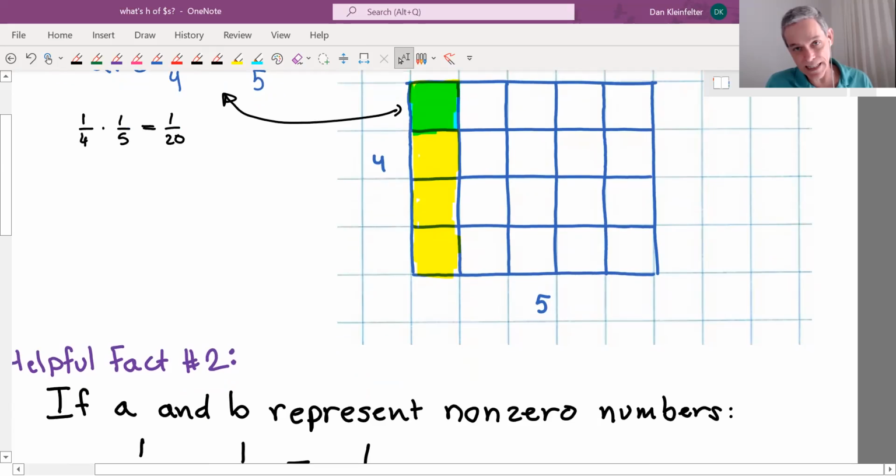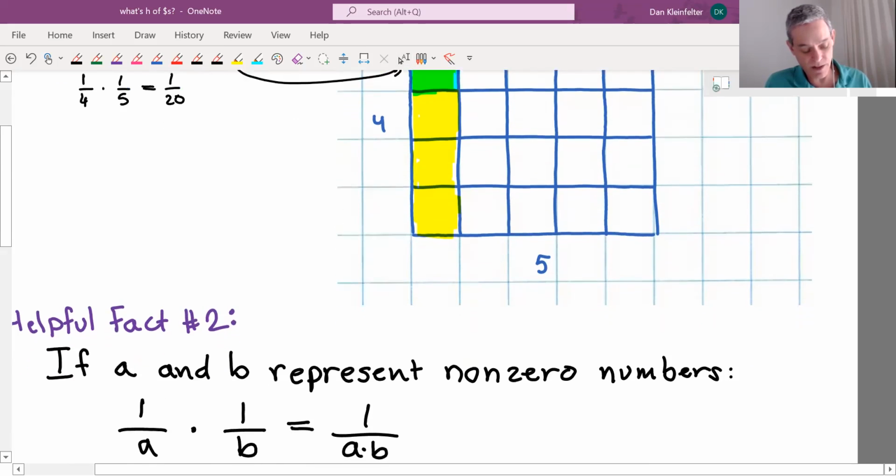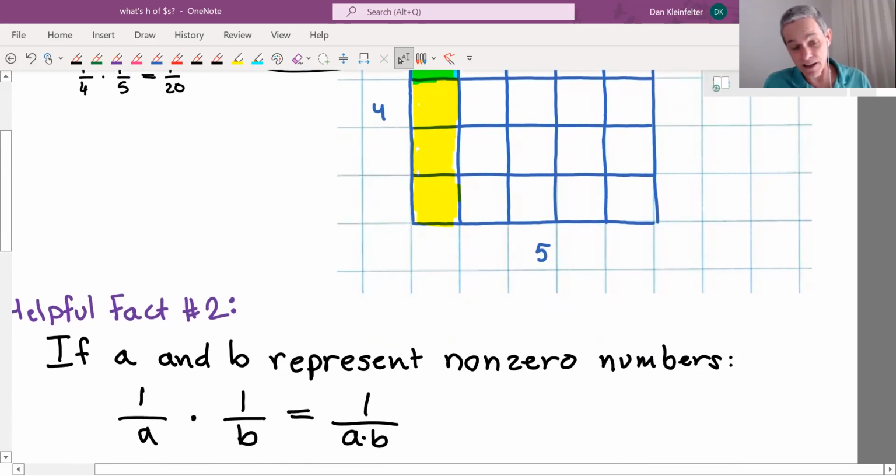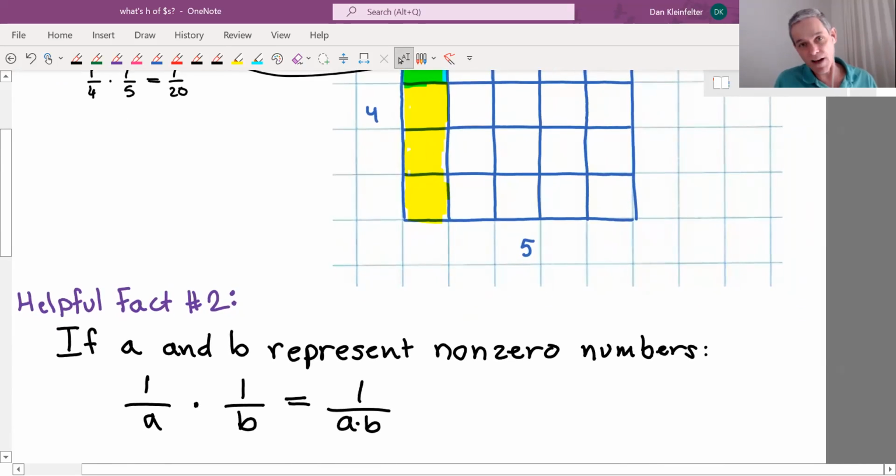Okay, and of course, one example doesn't totally prove something, but based on that, we're going to state this helpful fact number 2 as a general rule. Let's say that a and b are both non-zero numbers. If we multiply 1 over a times 1 over b, you can put a 1 on top and a times b in the bottom.